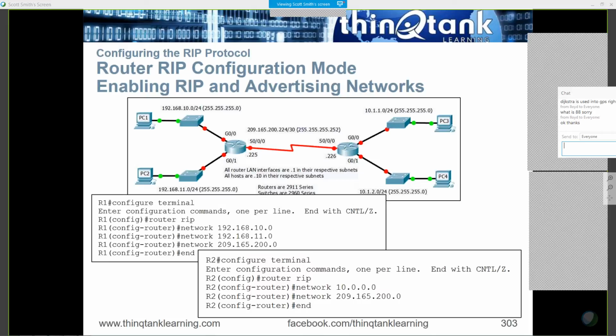Why do you have to remove the static routes before we implement RIP? Because static routes have an administrative distance of 1. RIP has an administrative distance of 120. So if we leave the static routes in, they're what's going to show up in the routing table. The RIP routes will not show up in the routing table. So the first thing I need you guys to do is remove your static routes. If you didn't save your file, you can just open up the file again without any static routes. Okay?